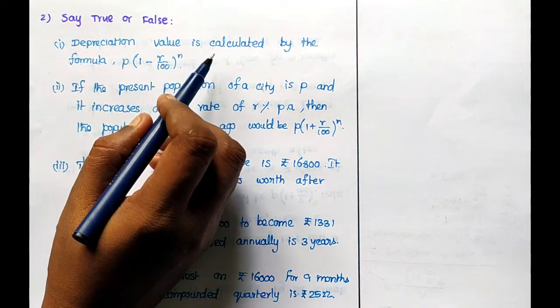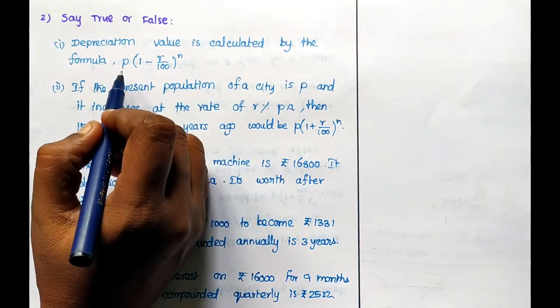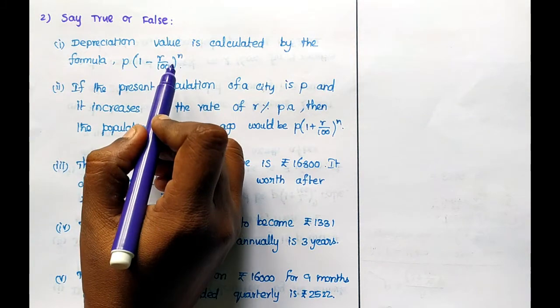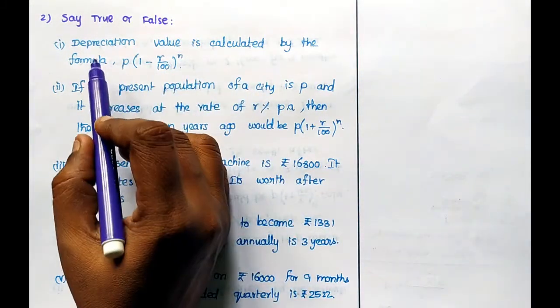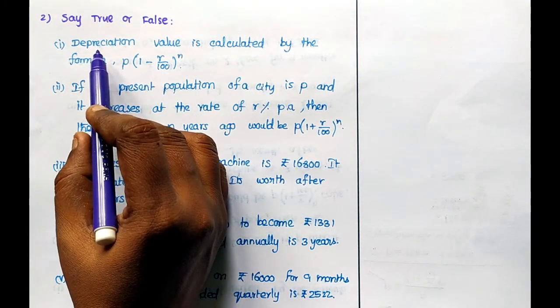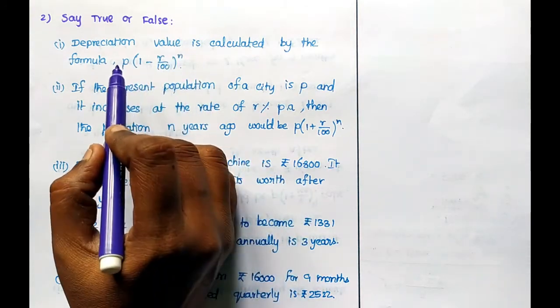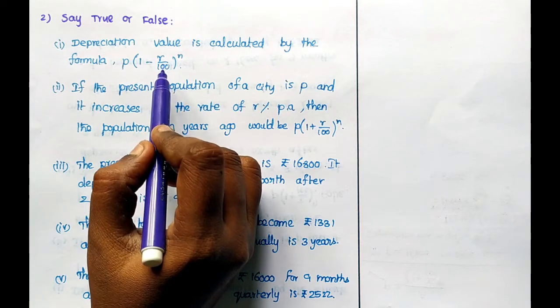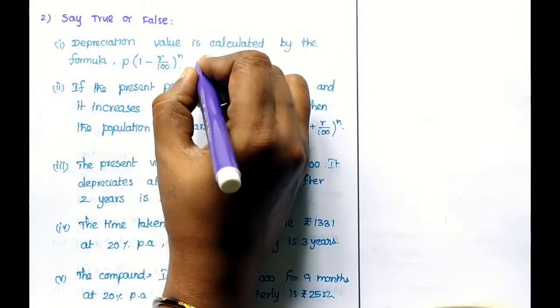Second sum, say true or false. Depreciation value is calculated by the formula P into 1 minus R by 100 power n. Listen, this is correct statement. Depreciation value we have to subtract. So, P into 1 minus R by 100 power n is true.